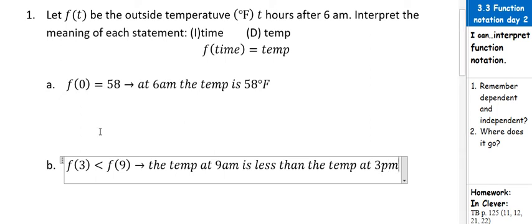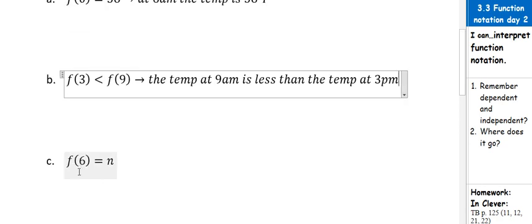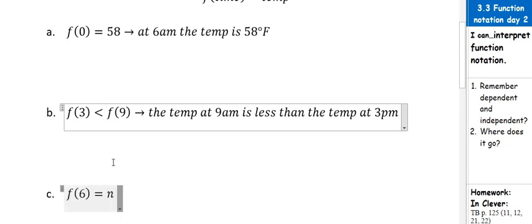Notice how we took each piece of the phrasing and put it in there. Temp at 9 a.m. is less than the temp at 3 p.m. Here I have f of 6 equals n. We don't know what n is. You guys are used to seeing something like that.